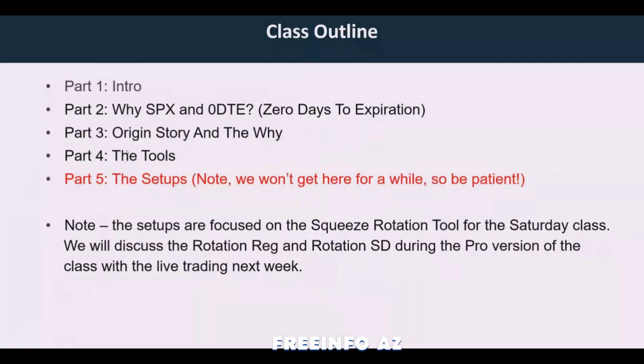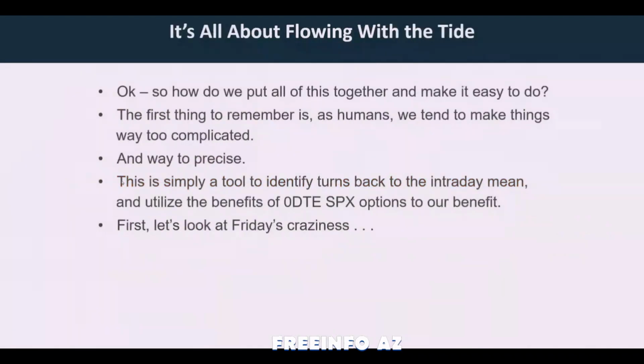All right, so how do we put all this together and make this easy to do? We've talked about the moving averages, the Keltner channels, the percent from the moving averages, and now we looked at the rotation tools to help us gauge when something is about to turn. So the first thing to remember is, as humans, we tend to make things way too complicated, and way too precise.